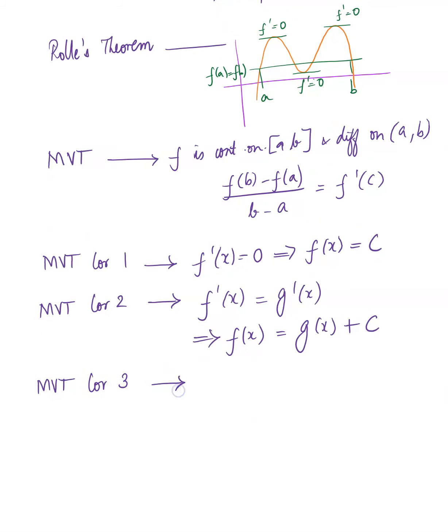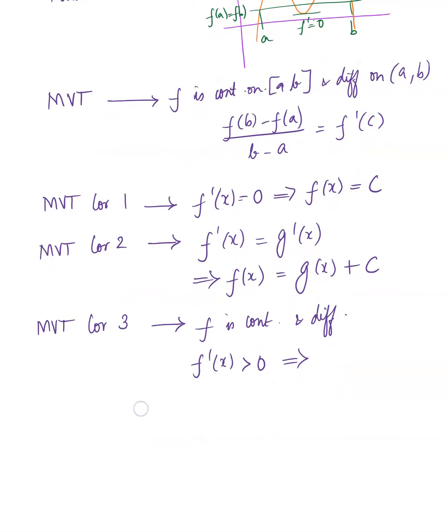Corollary 3 stated that if f is continuous and differentiable, then f is increasing or f is decreasing. Basically, corollary 3 was your monotonic function, the definition of a monotonic function.